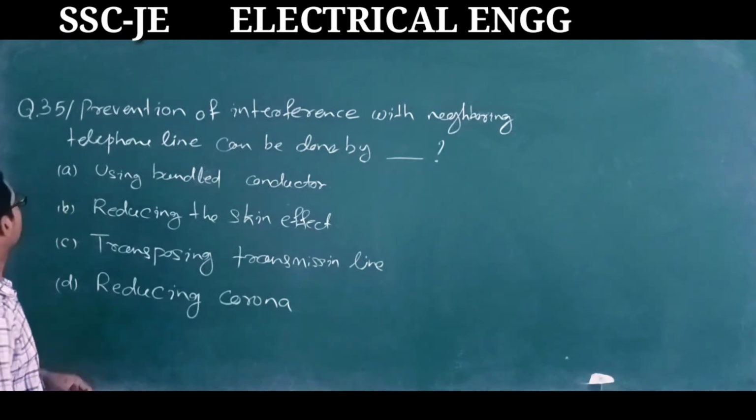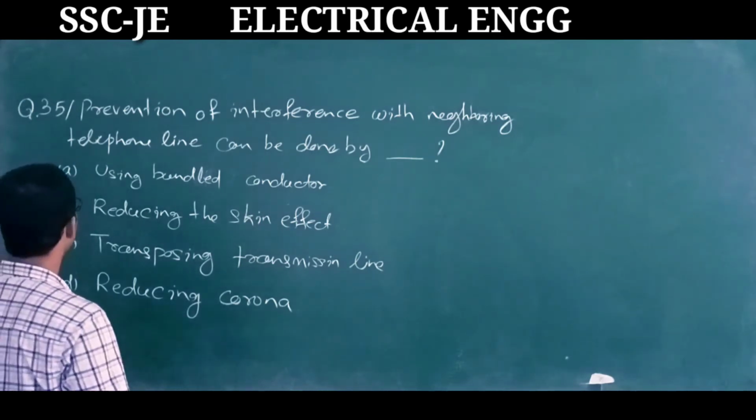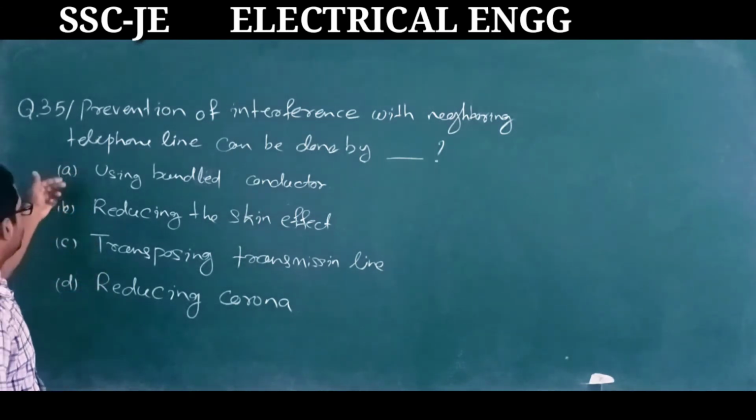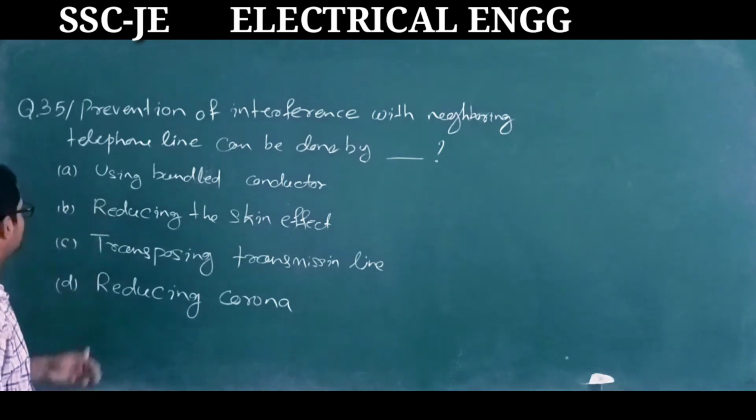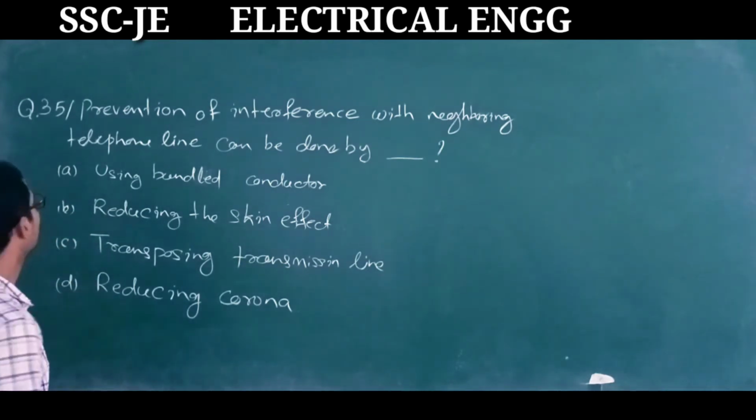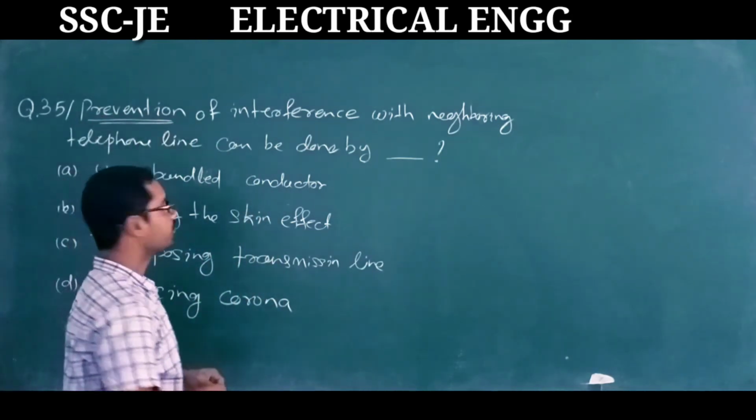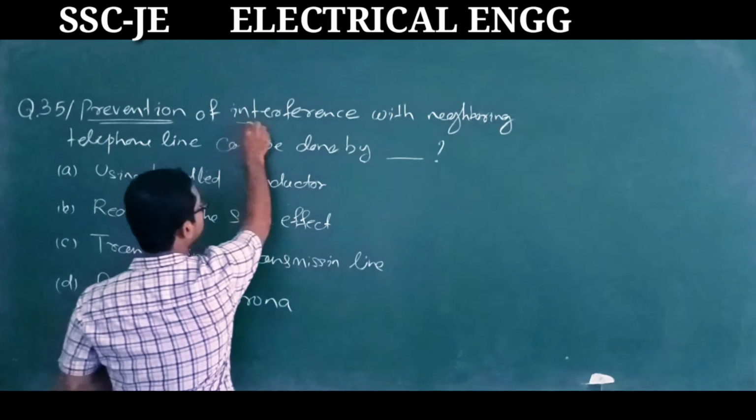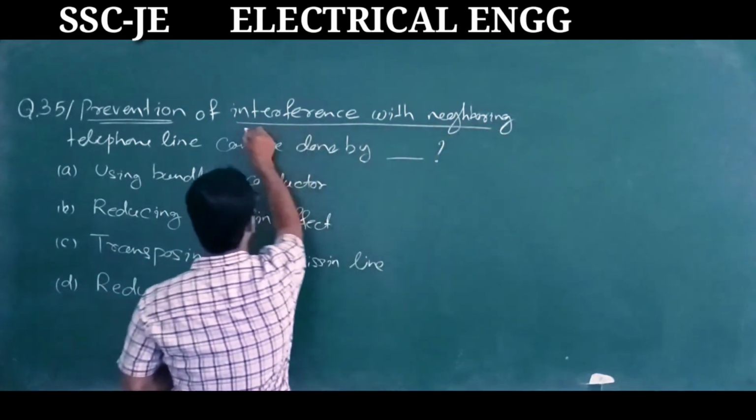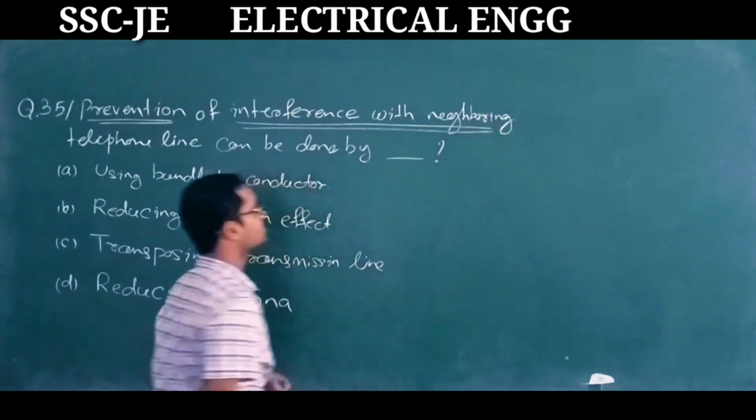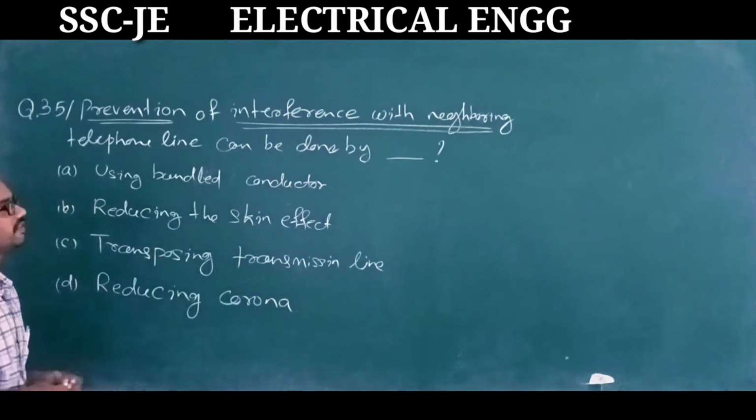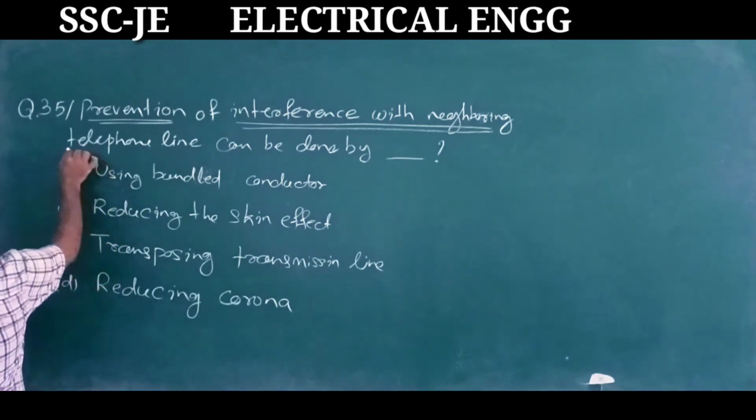The next question: the prevention of interference with the neighboring telephone line can be done by dash. The options are using bundled conductor, reducing the skin effect, transposing the transmission line, then reducing corona. Prevention means you have to eliminate interference with the neighboring telephone line. First you have to understand what the interference of the neighboring telephone line is.